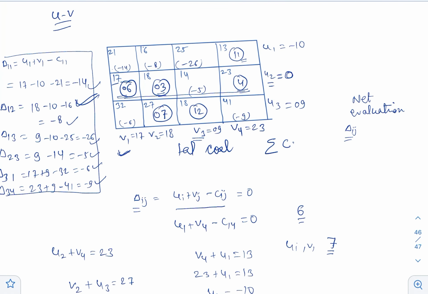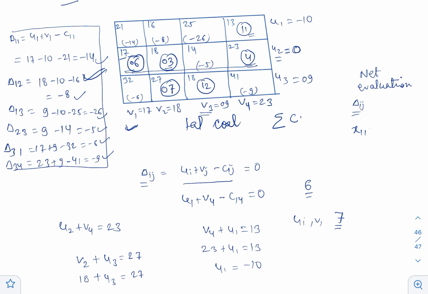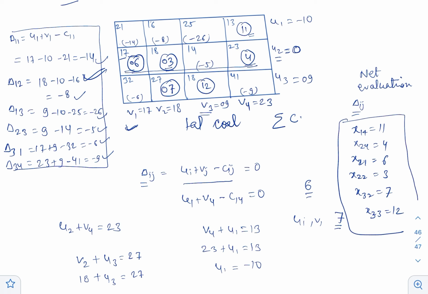The allocations to the cells are x14 is equal to 11, x24 is equal to 4, x21 is equal to 6, x22 is equal to 3, x32 is equal to 7, and x33 is equal to 12. So this is an optimal solution which is minimum.